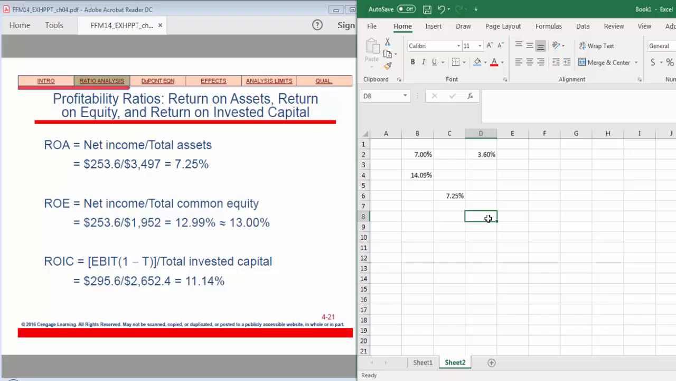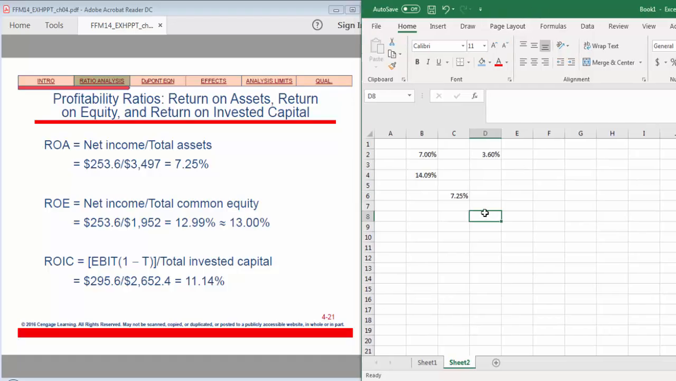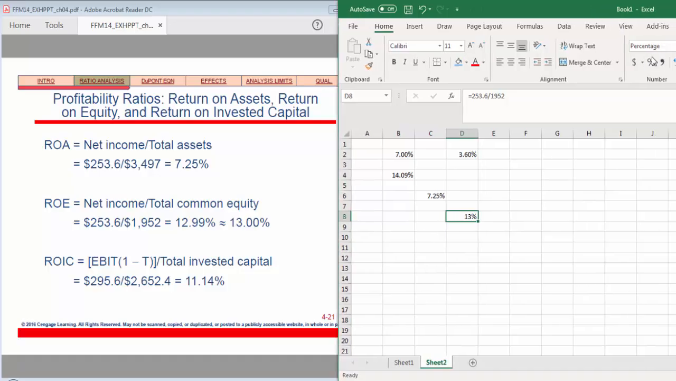Return on equity, that is compared to the total common equity of the shareholders. In this case, net income is again coming from the income statement. Total common equity is coming from the liability and equity side of the balance sheet. And this is going to be 253.6 divided by 1952. That's roughly about 12.99%, which is approximately 13%. That's return on equity.